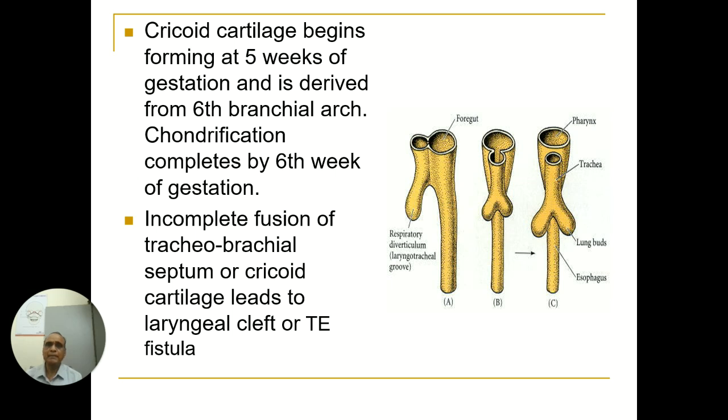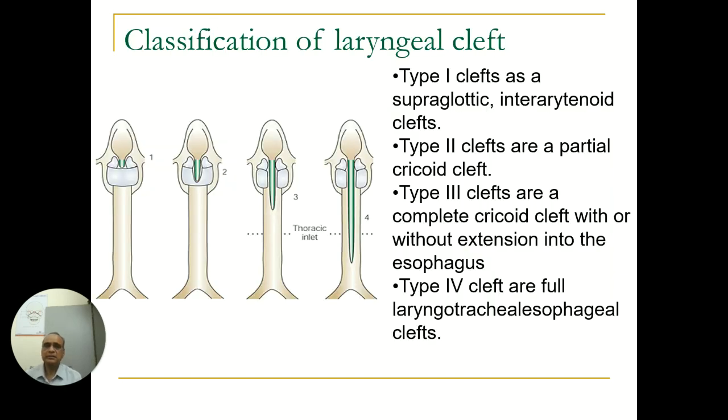Cricoid cartilage begins forming at 5 weeks of gestation and is derived from the 6th branchial arch. Chondrification completes by the 6th week, that is 5th to 6th week. Developmental abnormality can give rise to the clefts of the larynx. Incomplete fusion of the tracheobronchial septum or cricoid cartilage leads to laryngeal cleft with the tracheoesophageal fistula. These are the pictorial representation of the types of laryngeal clefts.